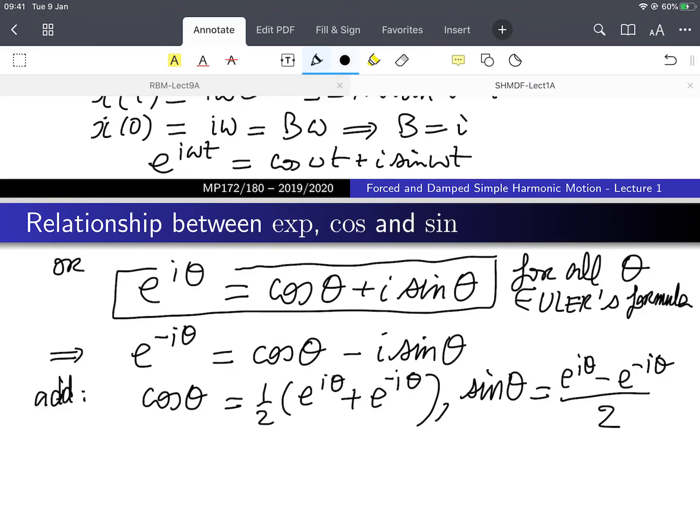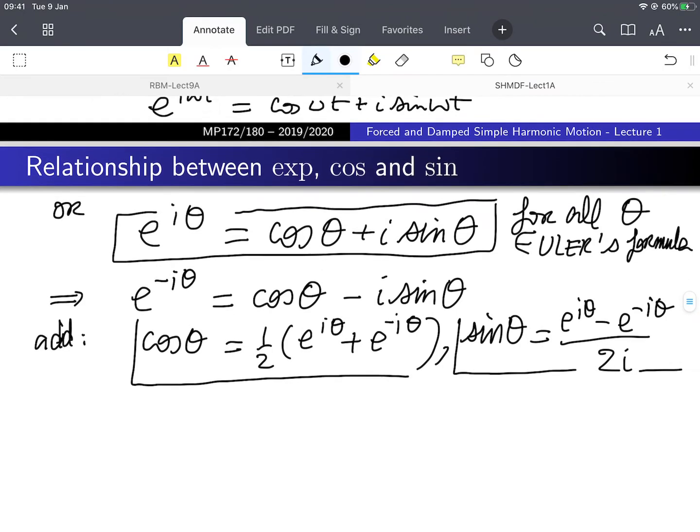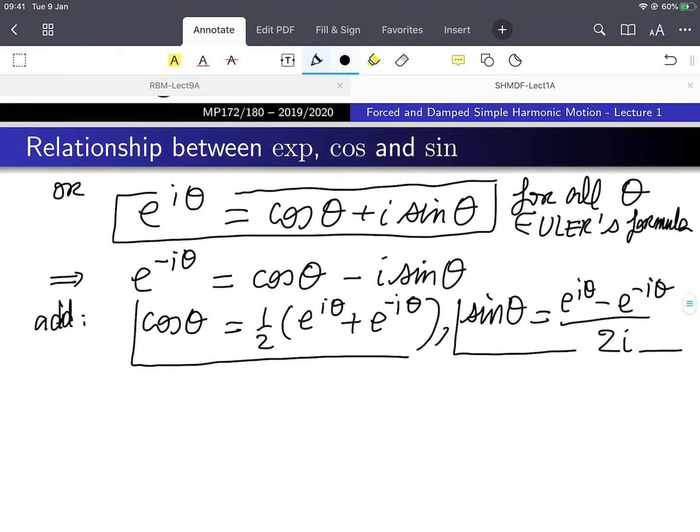Okay. Oh, I made a mistake. If I add the 2, I get rid of the sine. If I subtract, I get rid of the cos. But I have 2i, right? So I have 2i over 2i. So these are nice formulas.